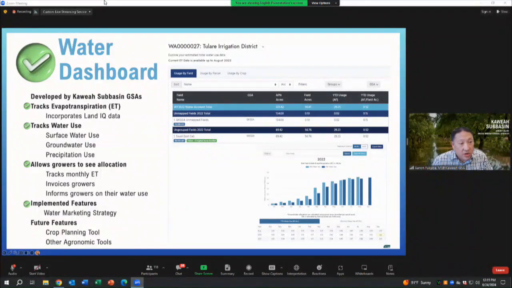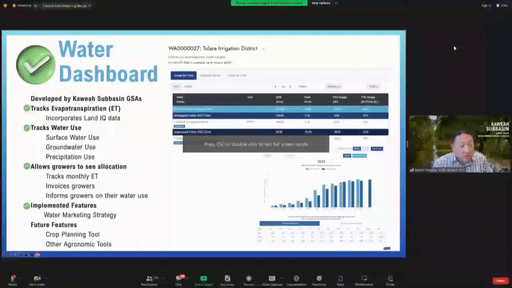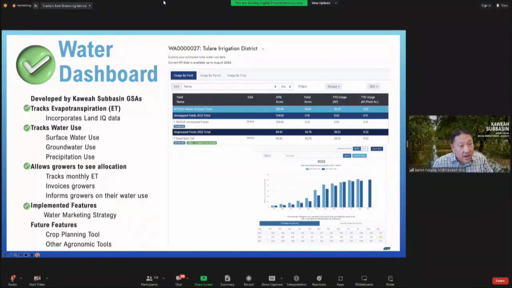So a cornerstone of our management actions is the demand management and carried out through our water dashboard. The water dashboard allows landowners at the parcel level to see their surface, groundwater, and precipitation use. We've also incorporated new tools like our water marketing strategy that's now up and running as a pilot that has disadvantaged community and environmental protections. And we're looking to the future to implement new tools like cropping tools and other agronomic tools. Next slide.